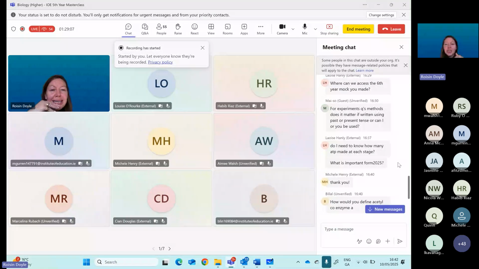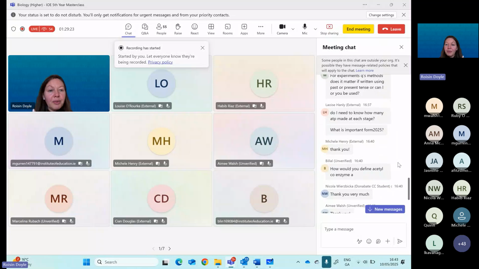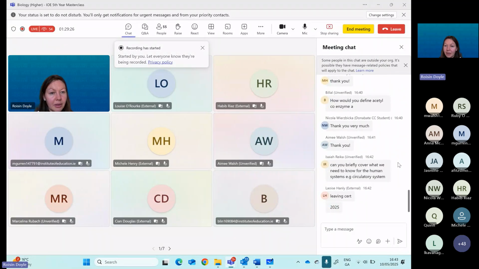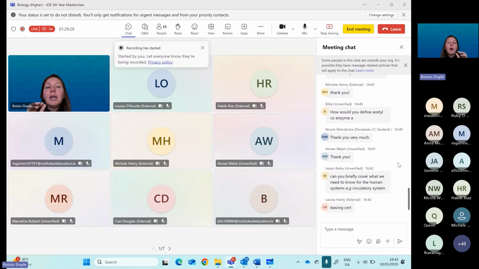Leisha, are you talking about what is important? Is this for Leaving Cert 2025? I think that's what you mean there. I do have a document, Leisha. Yes, 2000. Okay, I'm going to share this with you, darling.